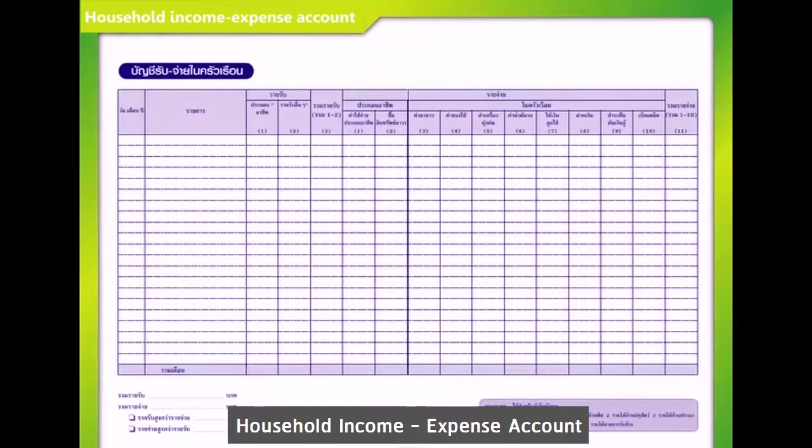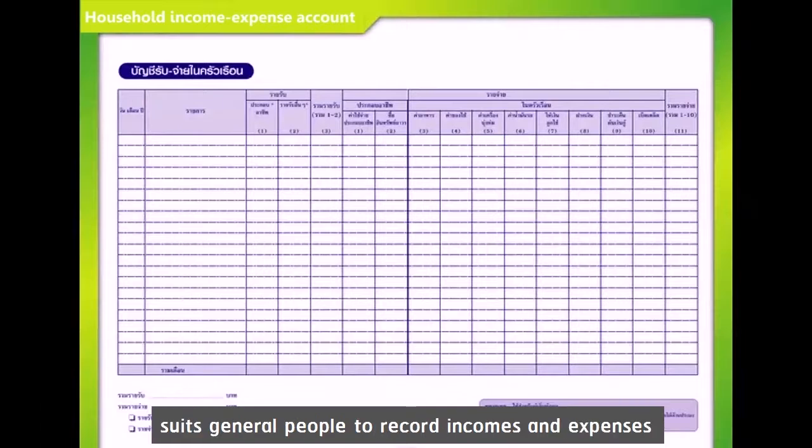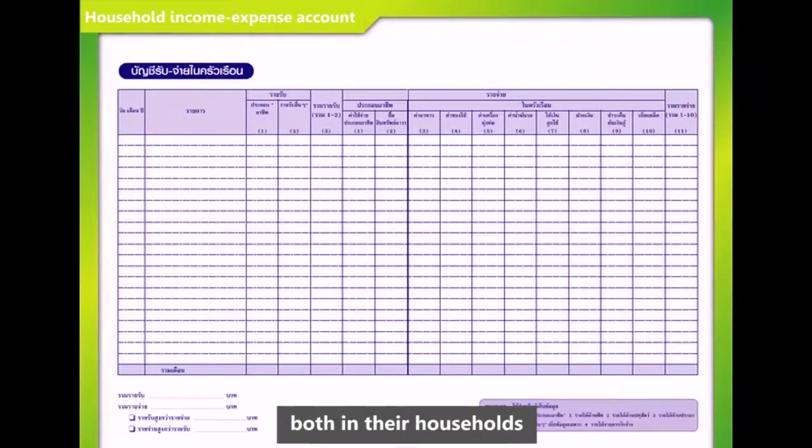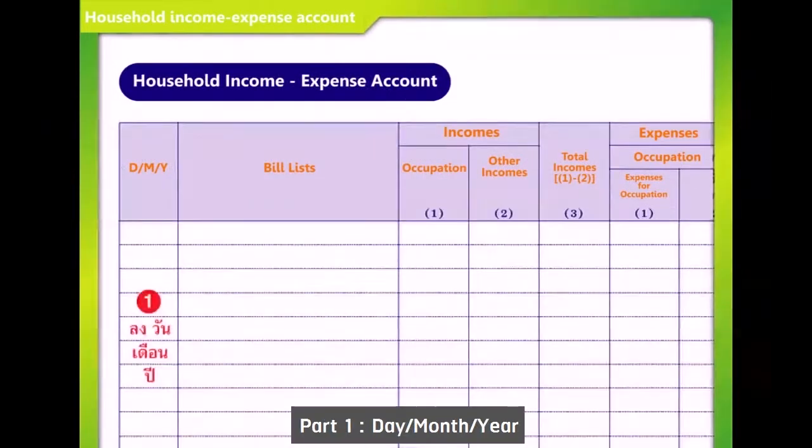Household income expense account. A household income expense account suits general people to record incomes and expenses both in their households and from their professions. Its 5 main elements are Part 1. Day, month, year. Part 2. Description.